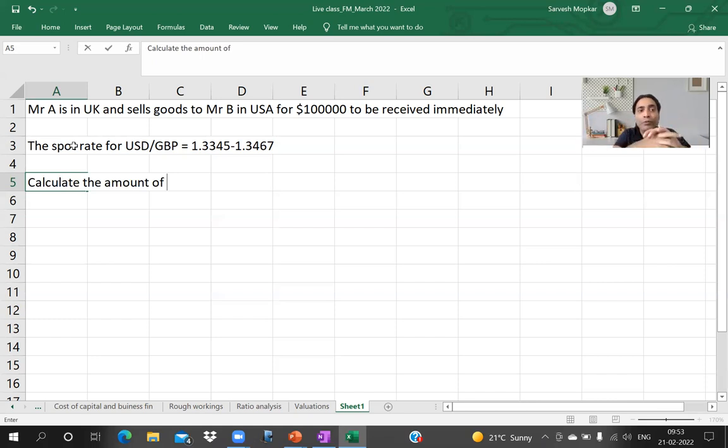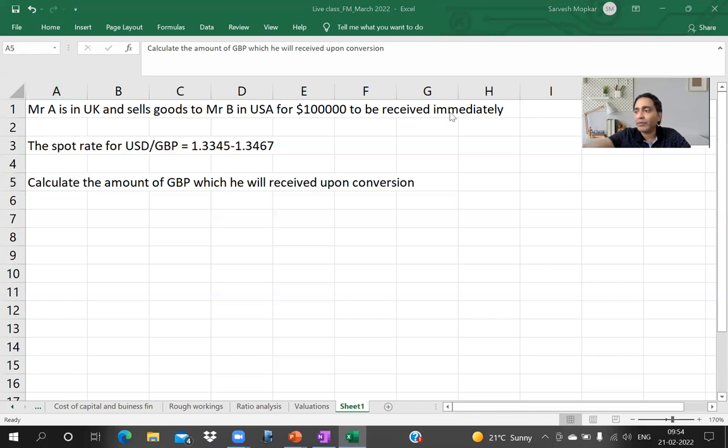But now you have to decide the perspective. From whose perspective are we trying to solve this question? We are trying to solve this question from Mr. A's perspective. So for Mr. A, what will the dollar be? Foreign currency. He's going to receive $100,000 immediately, but he can't do anything with it. So he'll have to convert it. He will have to sell those dollars and buy GBPs. So calculate the amount of GBPs which he will receive upon conversion. Again, while writing, I may write conversion, but while thinking, you have to only think in terms of buying and selling. This is the first rule. Think in terms of buying, selling. So this is the question.